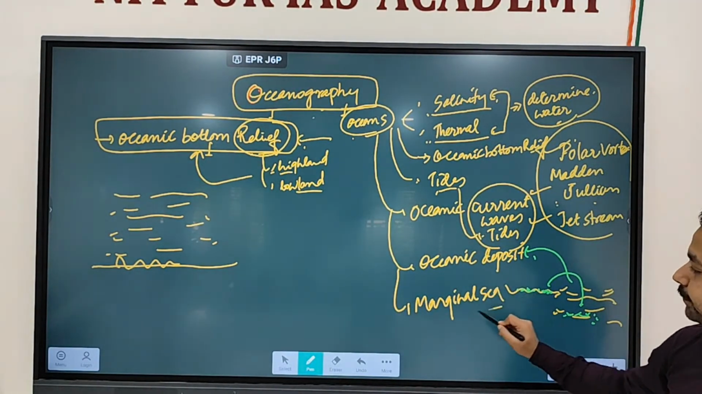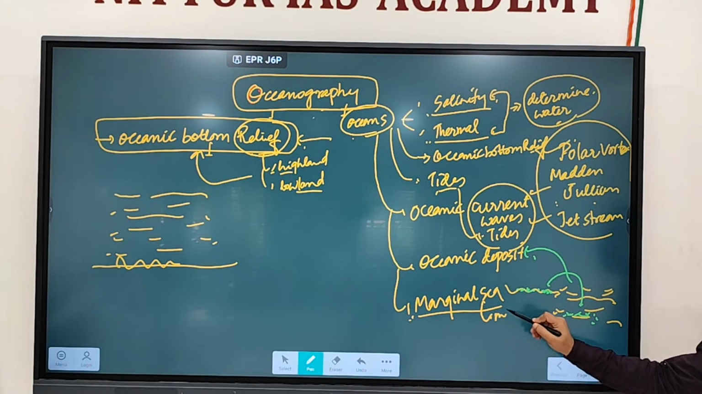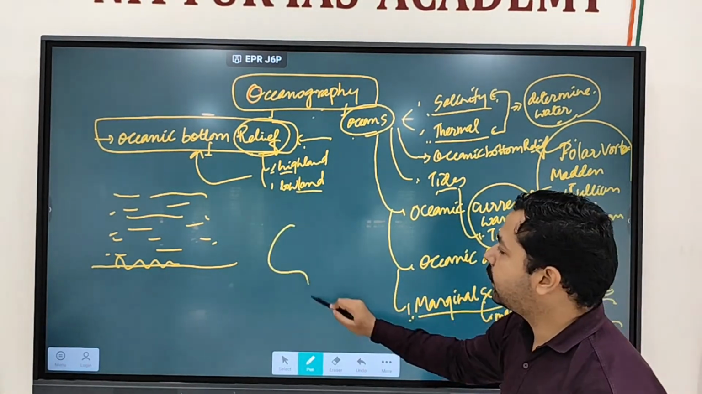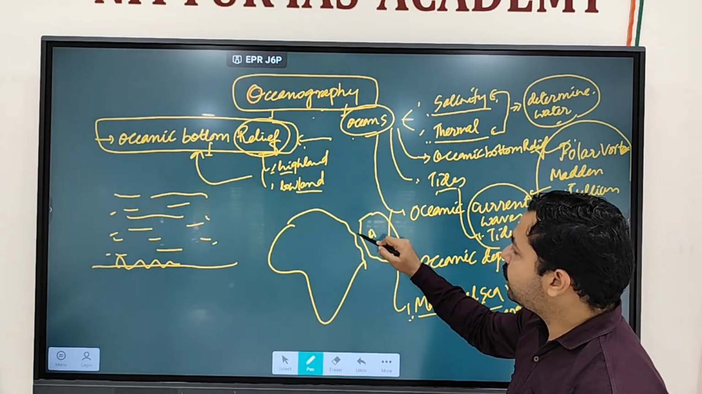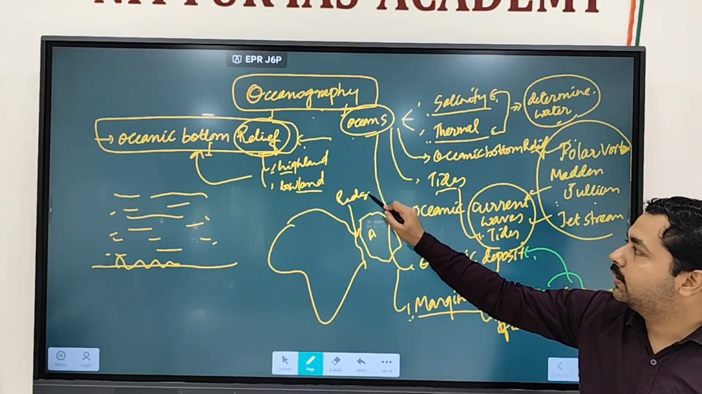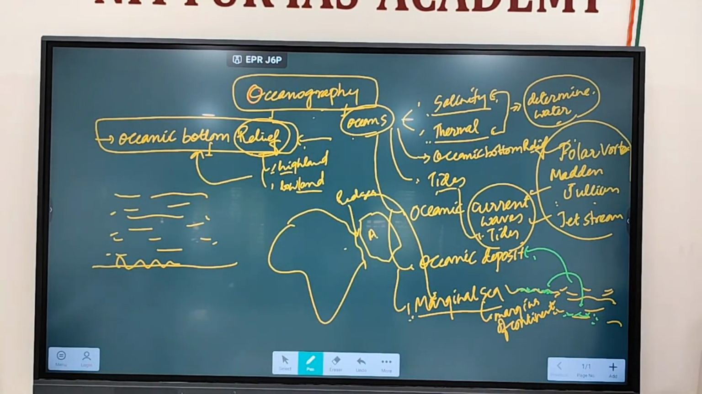Marginal sea. Clear? What is a marginal sea? Seas that are found on the margins of the continent are called marginal seas. Like we discussed, this is Africa, and this part is your Arabian region. Which sea lies over here? The Red Sea. So the Red Sea is which kind of sea? It is a marginal sea because it is found at the margins of the continent.